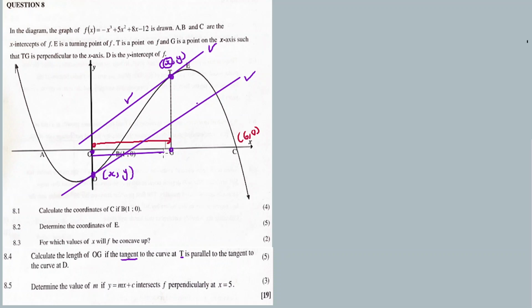So the approach is to actually find the gradient of these lines. Since these are parallel lines, it means what? Their gradients are equal. Okay. So 8.4. Let us start this one. The gradient of a curve needs a first derivative. So f prime of x is negative 3x squared plus 10x plus 8.